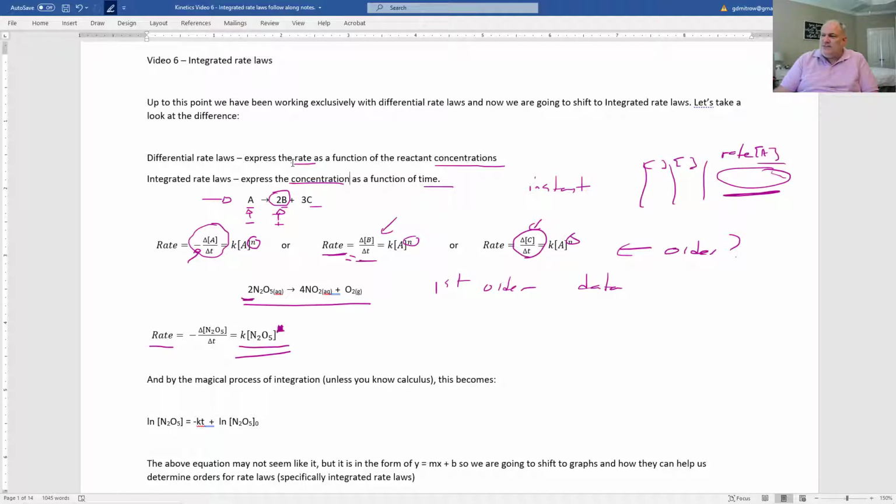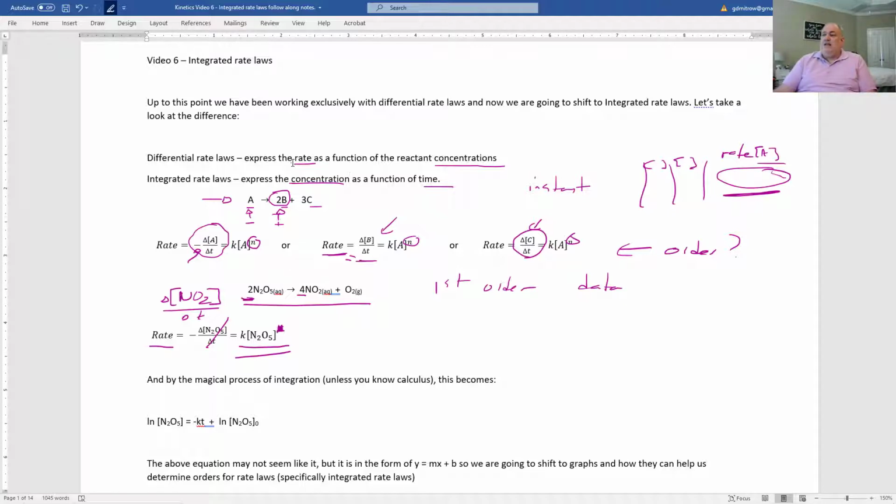But do you realize they could have just as easily written, instead of this, the change in NO2 concentration over the change in time. And that would give you the same exact results, except in this particular rate equation, if they actually did it in terms of NO2, because there's a 4 in front of this and there's a 2 here, NO2 will appear twice as fast as the N2O5. That kind of makes sense.